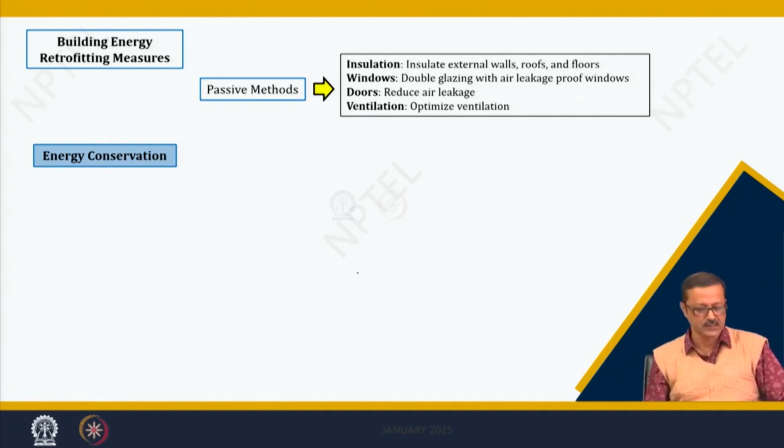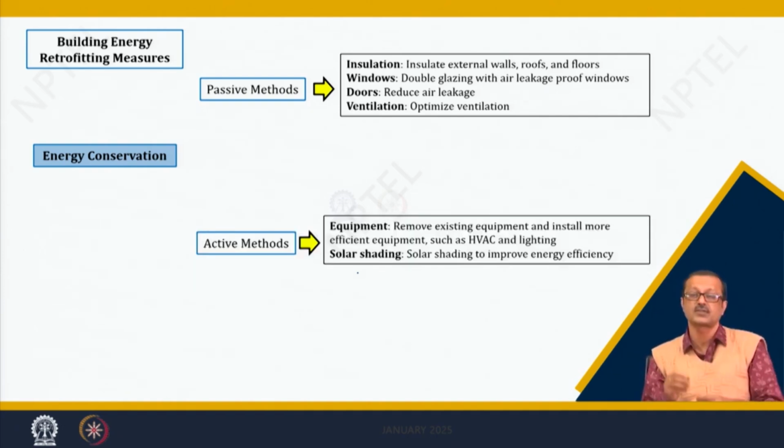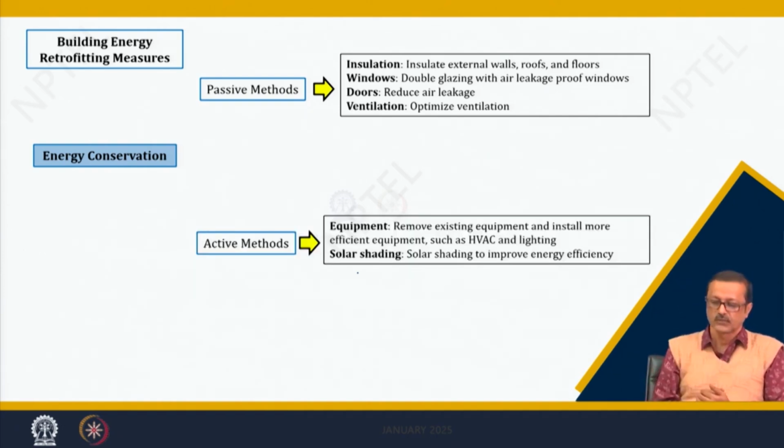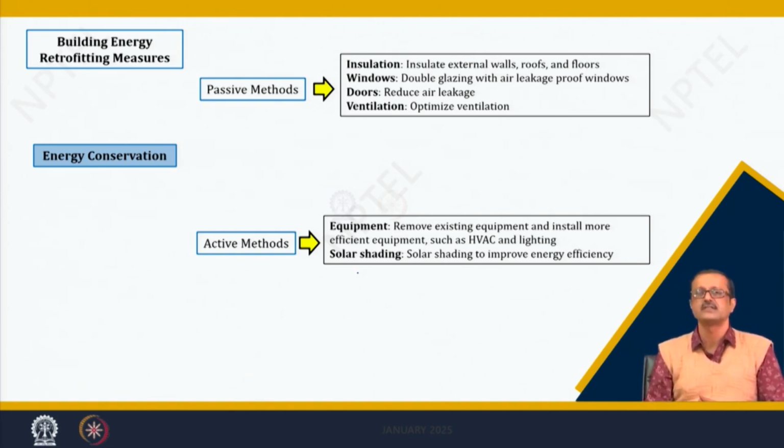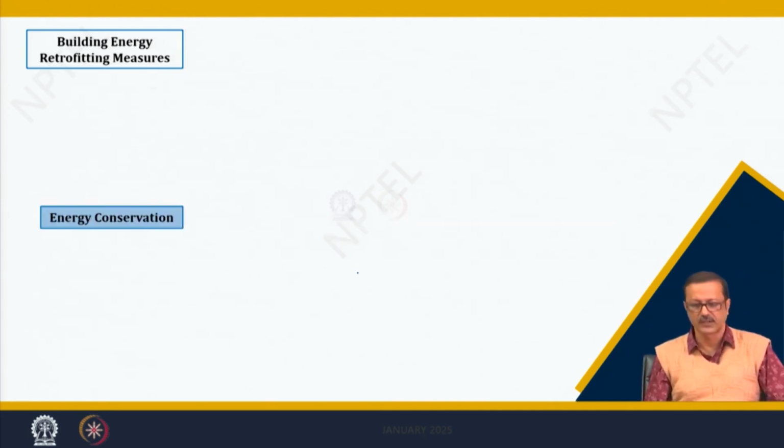There are some active methods of energy conservation also, where I actually have to touch the equipment. So I will remove the existing equipment and install some kind of energy efficient equipment for generating HVAC and the light. I can go for some kind of solar shading. So I can go for some kind of shading devices also, that can act as active ways of cutting down my energy requirement also.